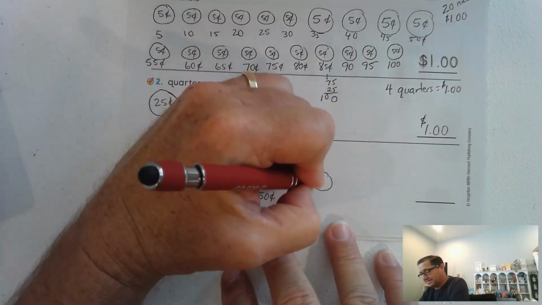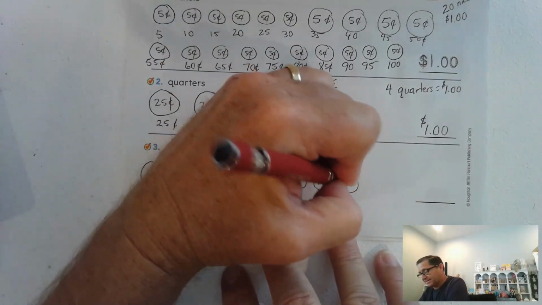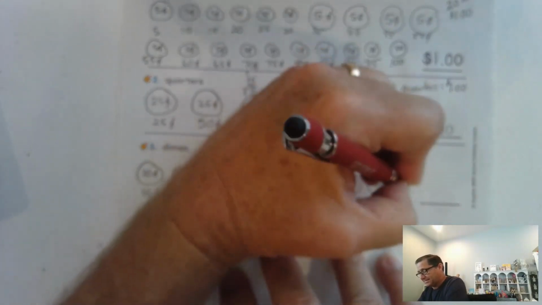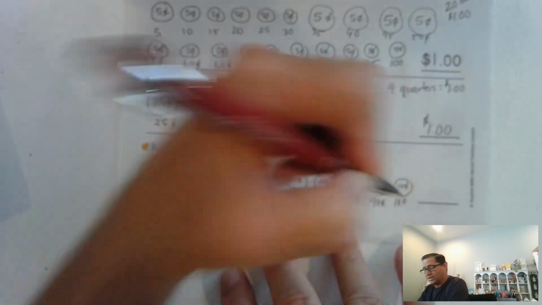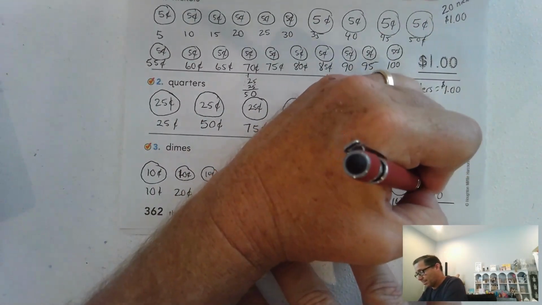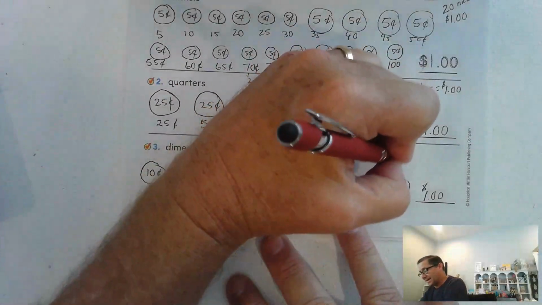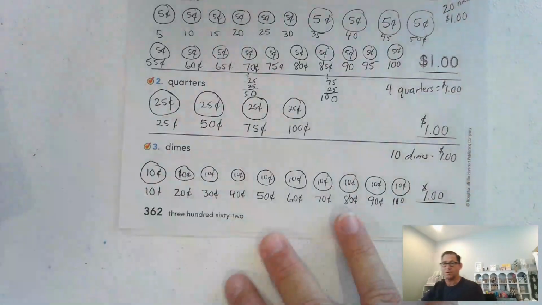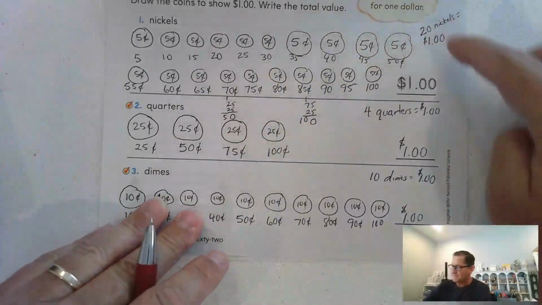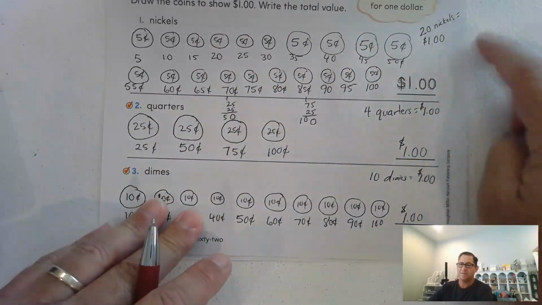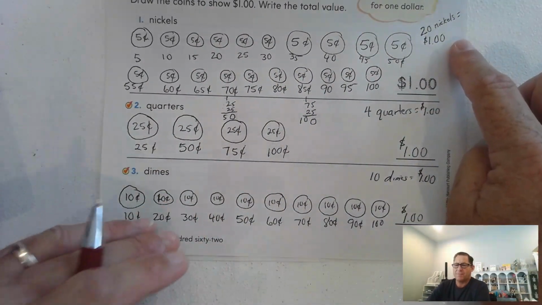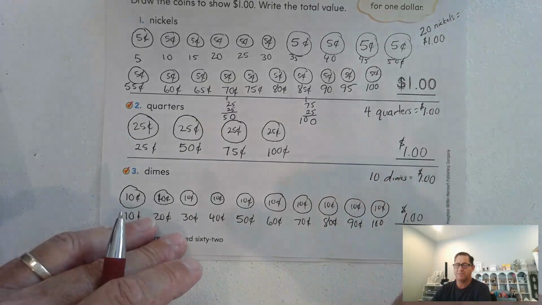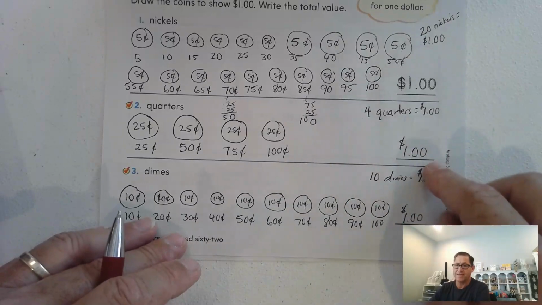Now we're at 60 cents, 70 cents, 80 cents, 90 cents, 100 cents, or $1. So 10 dimes equals $1. So these basic equivalencies are things that you should know really by memory. 20 nickels, $1. 4 quarters, $1. 10 dimes, $1. Or 100 cents, right?